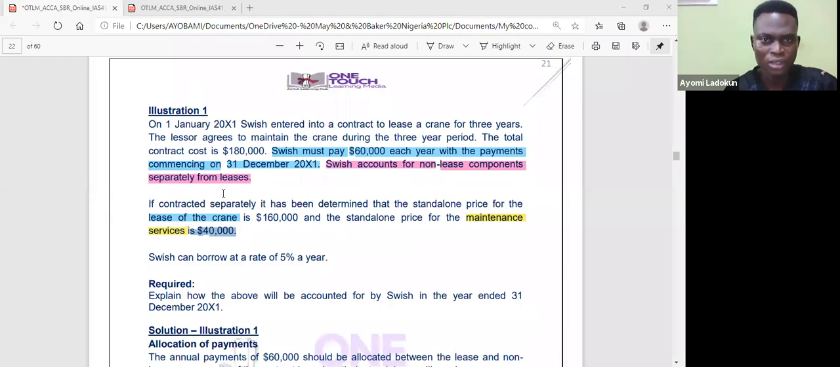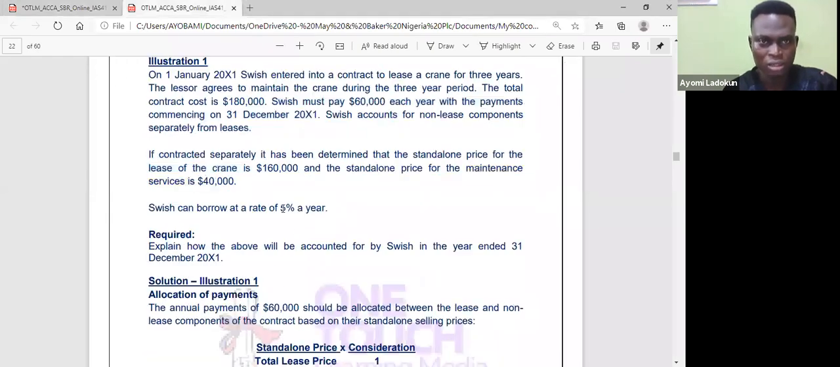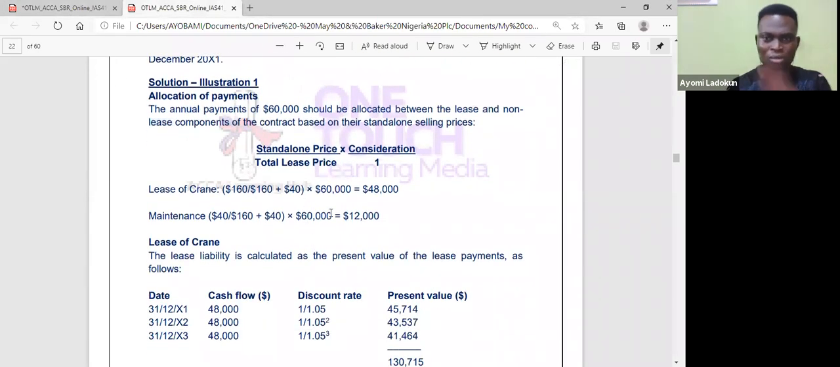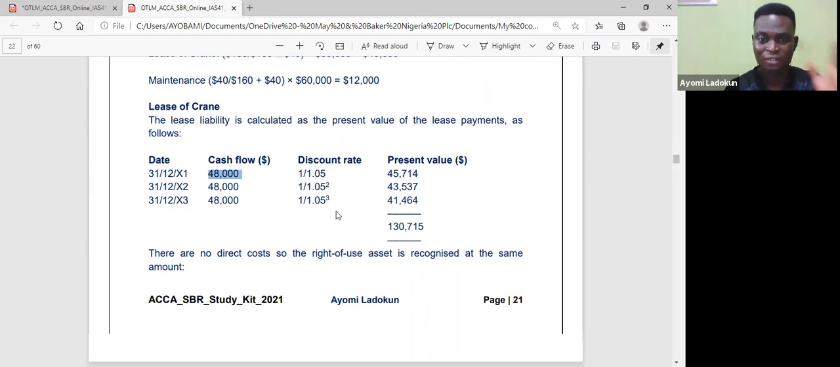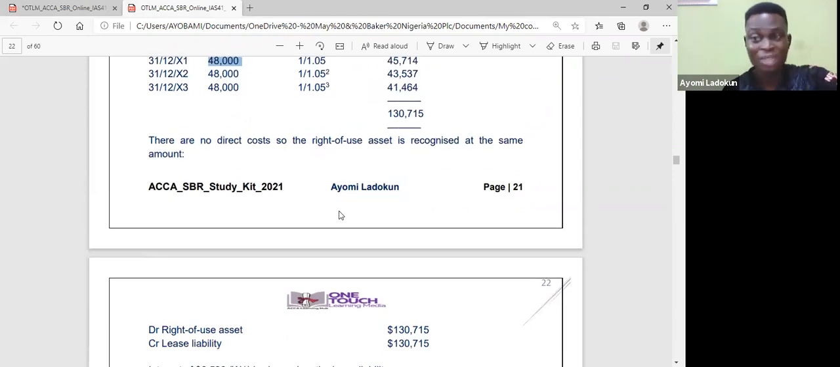Okay, so that's what we have just done. Can you see? We got this 48, we got this 12. So you now discount to present value. Already give me 5%. So every other thing remains the same.